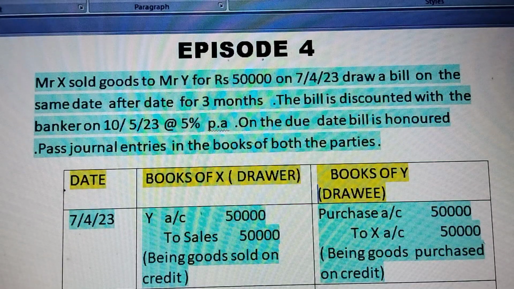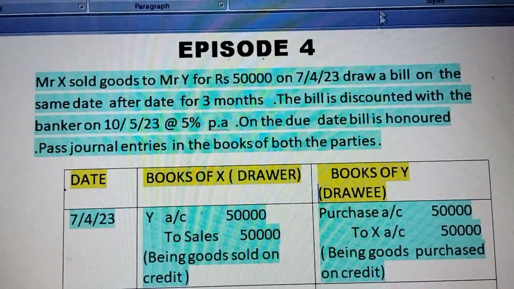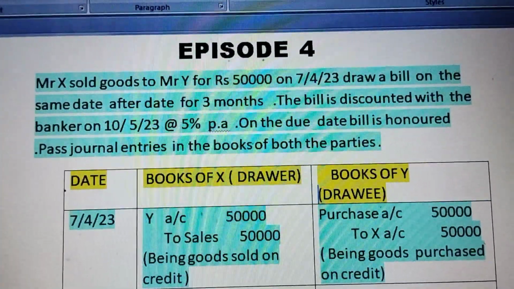But if you see, in the books of the drawee is the buyer. If X is the seller, then Y is the buyer. The buyer will pass the entry for goods purchased from Mr. X. So his entry will be purchase to creditors. And who is the creditor? Mr. X. So his entry will be purchase account debit to Mr. X account, being goods purchased on credit.